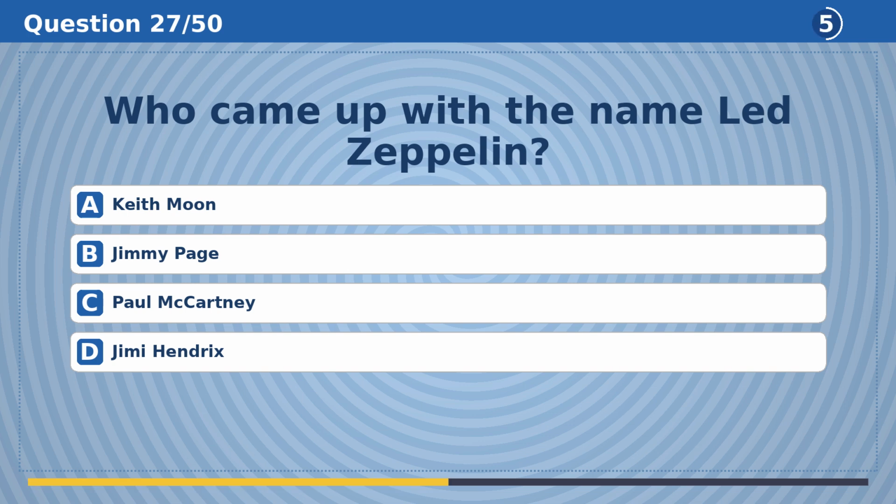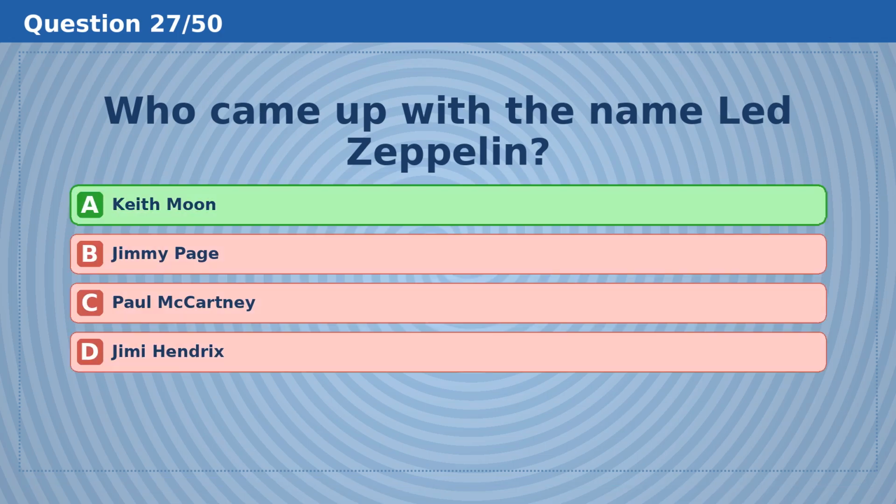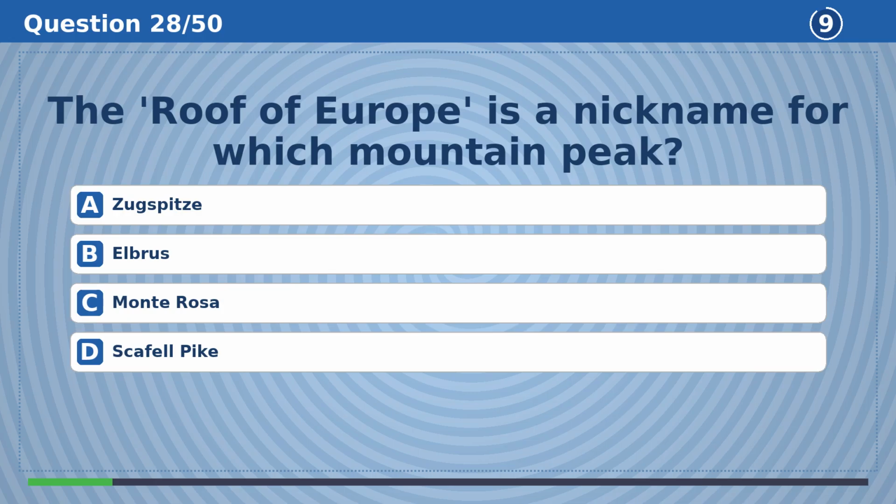Who came up with the name Led Zeppelin? The answer is A, Keith Moon.